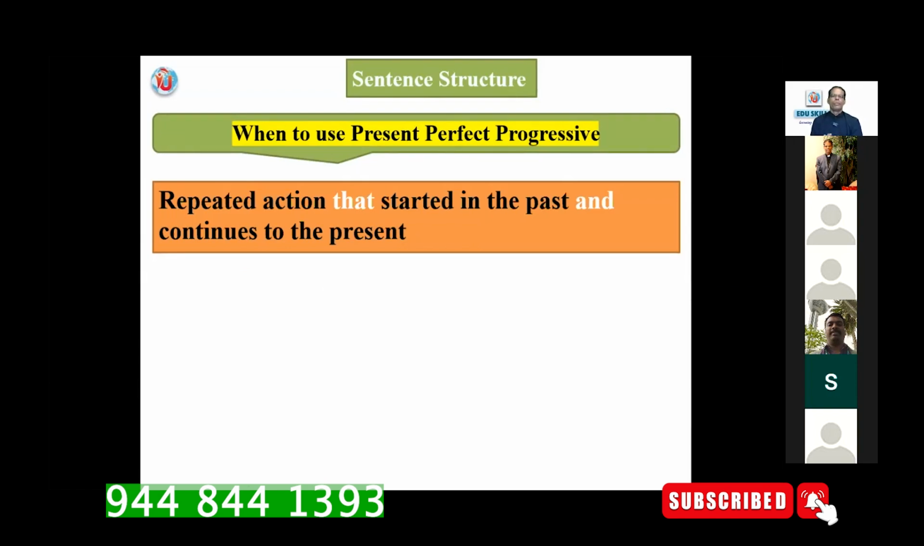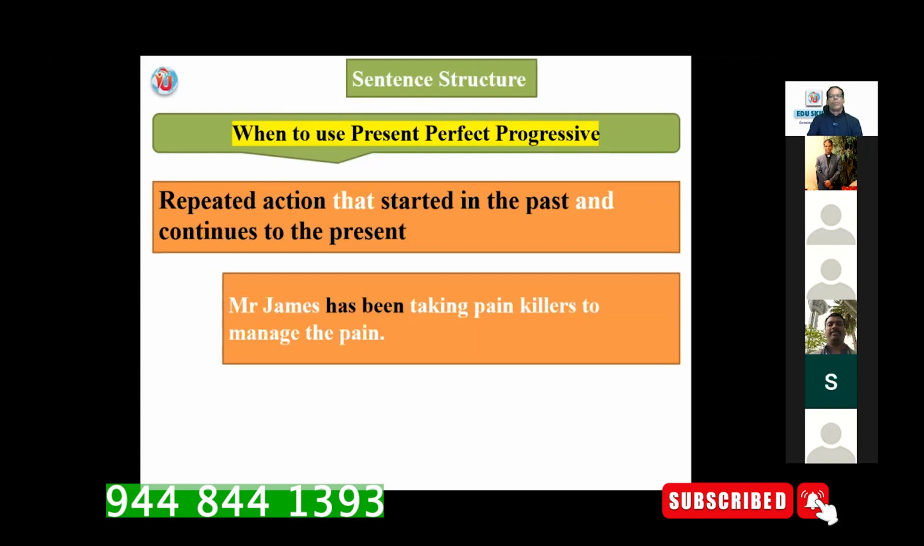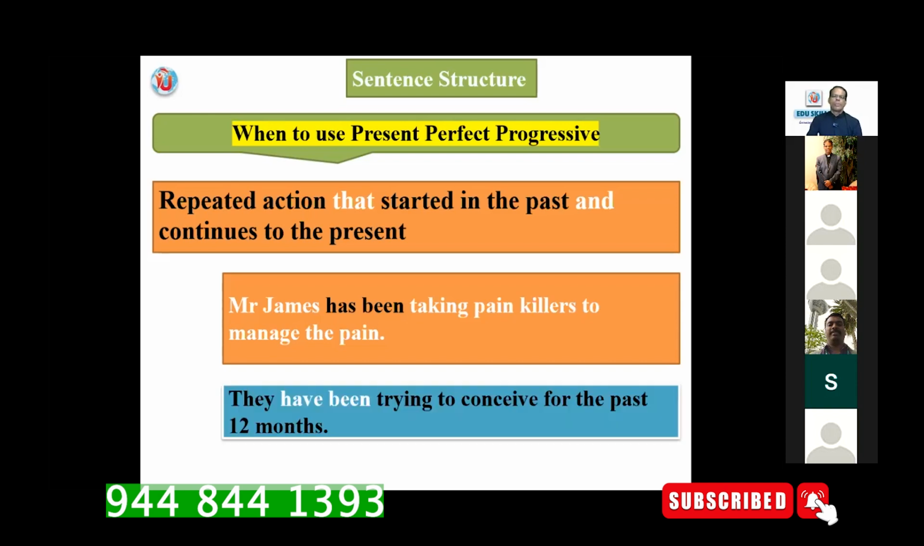Progressive means continuous. When to use present perfect continuous? For a repeated action that started in the past and continues to the present. For example, a particular medication for type 2 diabetes was started in 2016 and it is continuing even today, which means you have to use present perfect progressive. You cannot use past tense there. You cannot say 'He was prescribed this' because that's an action completely over in the past with no link to the present. That would be a mistake because it says he is no more taking that medication. Mr. James has been taking painkillers to manage the pain, which means even now he is taking painkillers. He was taking, he is taking, he may continue taking. So that is present perfect continuous or present perfect progressive.